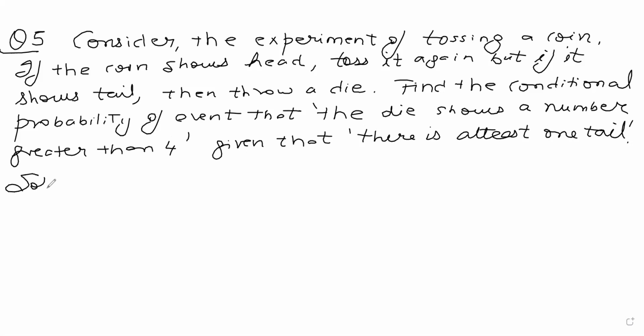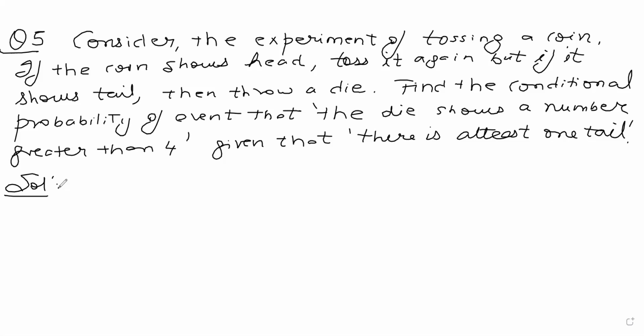Okay, so let's read the question again and then we can solve it. Consider the experiment of tossing a coin. Now, if the coin shows a head, you toss it again. But if it shows a tail, you will throw a die. So we need to find the conditional probability of the event that the die shows a number greater than 4, given that there is at least one tail.